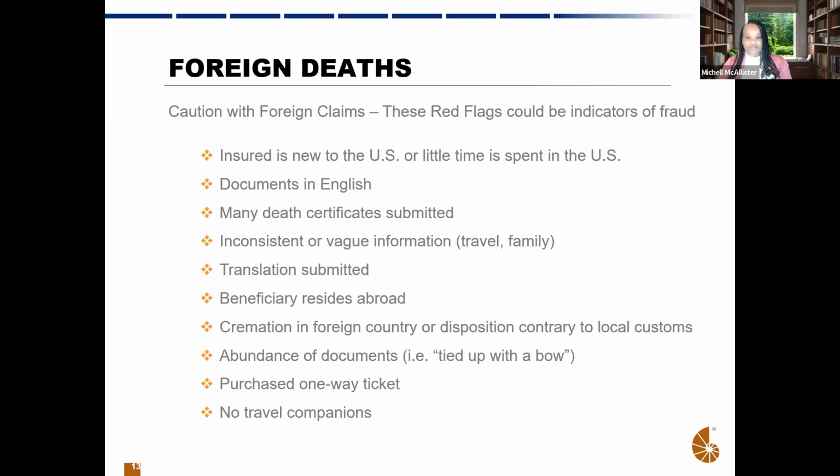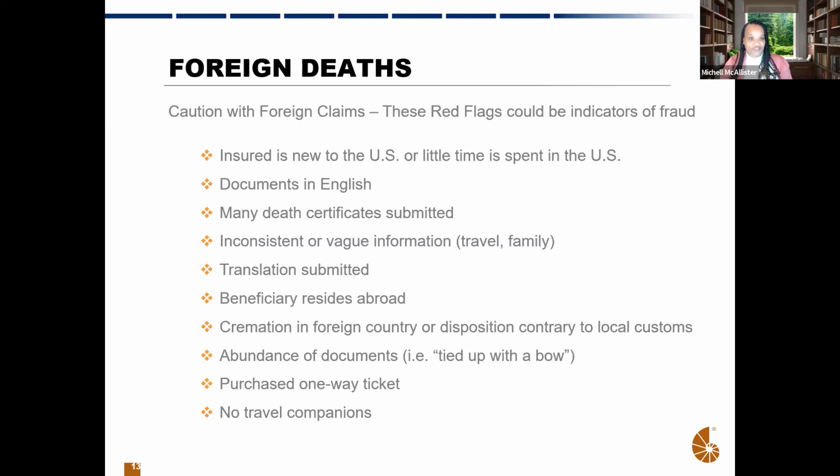I'm not sure. You want to know if the beneficiary resides abroad, because if the beneficiary resides abroad and your insured didn't reside or only briefly resided in the United States, do I have a legitimate claim? Was a policy legitimately issued? Lots of companies don't issue policies in certain countries outside of the United States. They're not even legally able to issue those policies. So you want to take a good look at that.